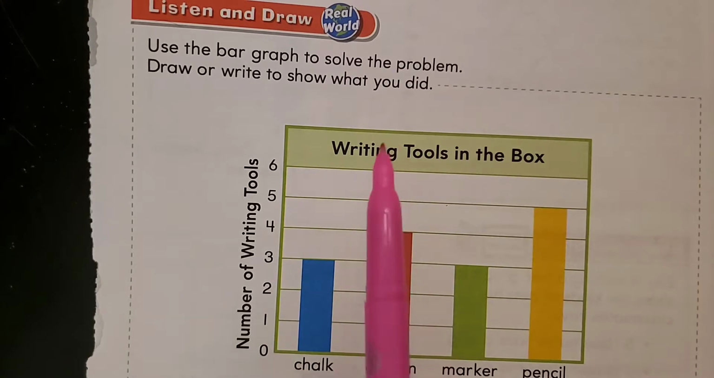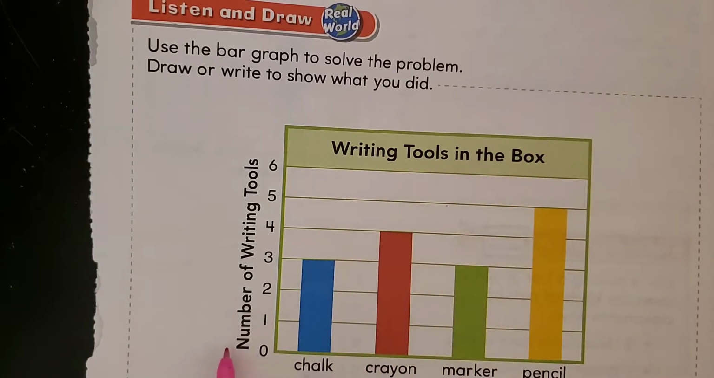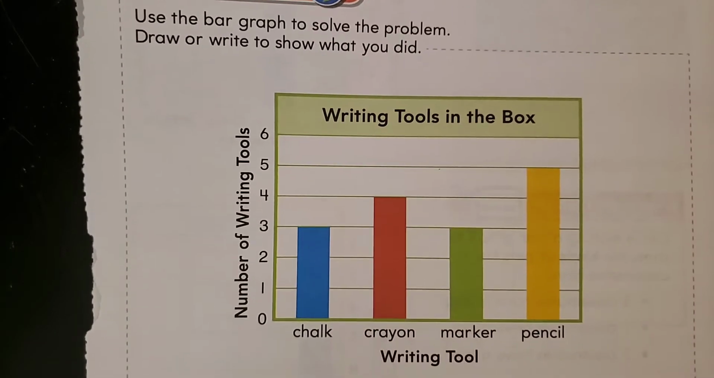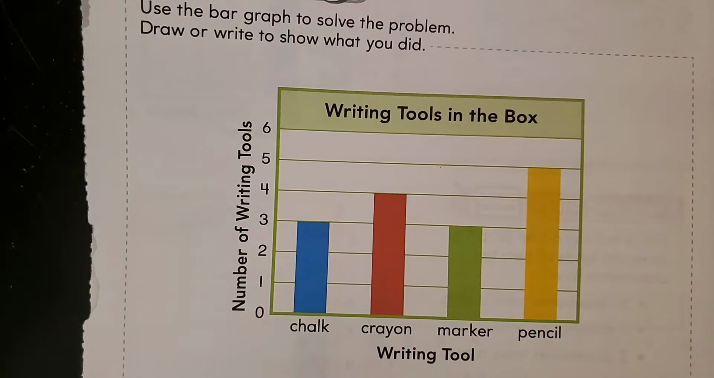First, we need to make sure that the bar graph has a title. This one says writing tools in the box. This one shows the number of writing tools. We have 0 through 6, 0 being the bottom line. Then we have the writing tools that we are using, which is chalk, crayon, marker, and pencil.